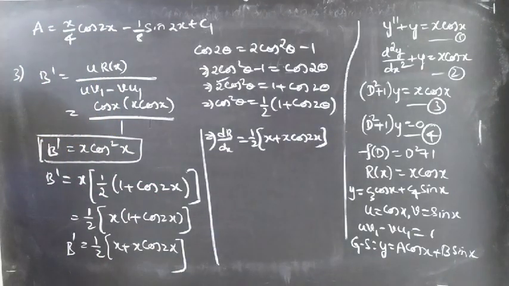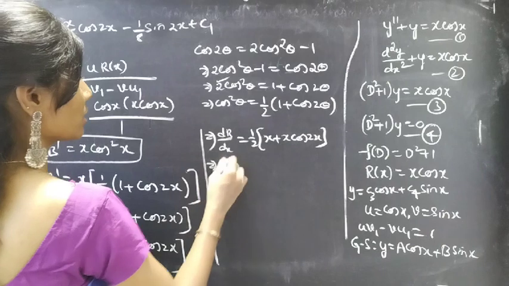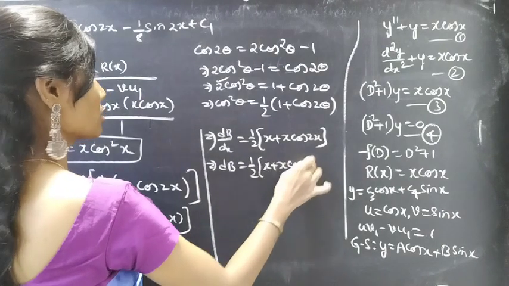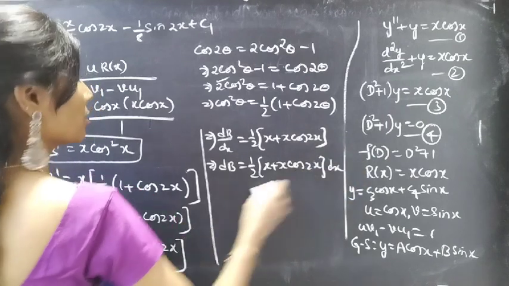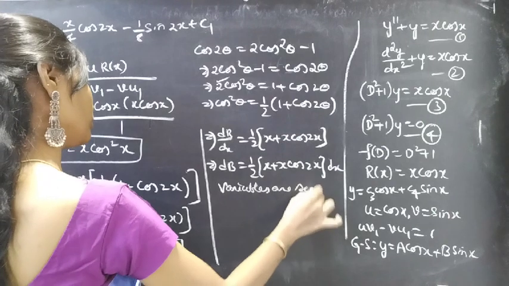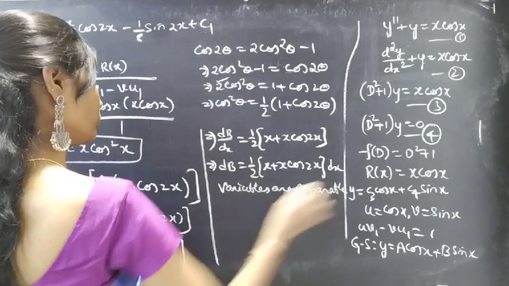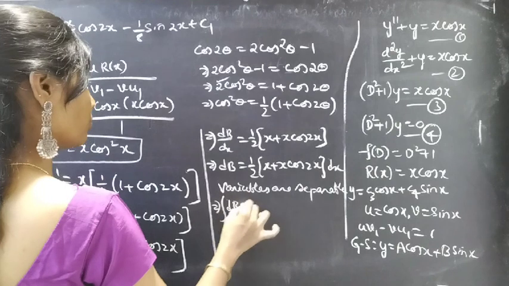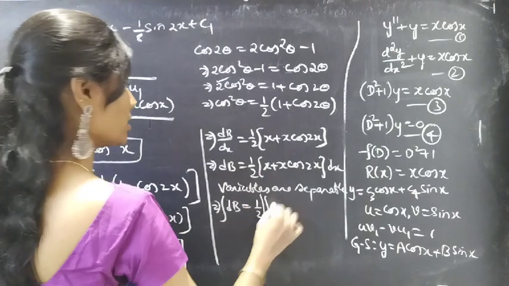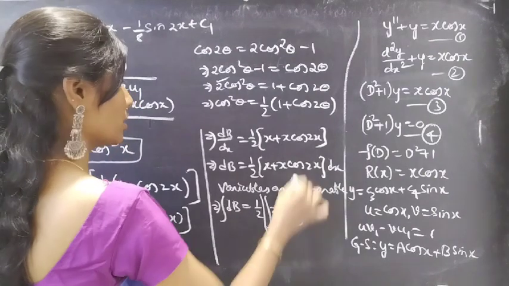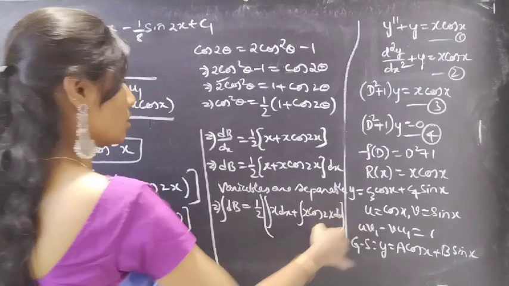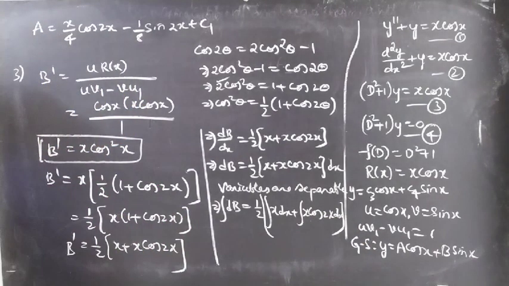Let's now separate the variables by taking the differential dx to the RHS. Then we get db equals 1 by 2 of x plus x cos 2x into dx, right? Here the variables are separable, so we can perform integration. This gives us integral db equals 1 by 2 of integral x dx plus integral x cos 2x dx. Here we have integral x cos 2x dx.